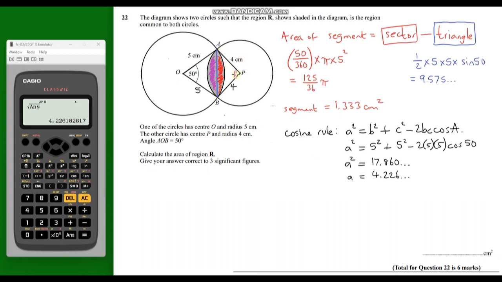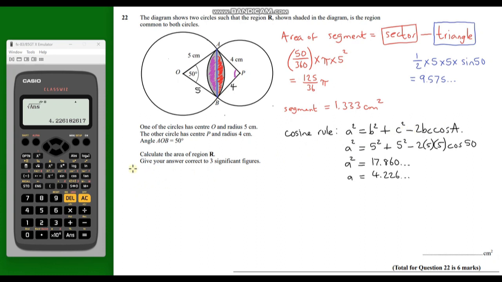We've got all 3 side lengths. We can use the cosine rule again, but this time it's for the angle, not a side length. So I'm just going to rearrange this formula to put it in terms of the cosine of A. You may already know the formula off by heart. Unfortunately, I don't. I always have to rearrange. So that's what I'll do.